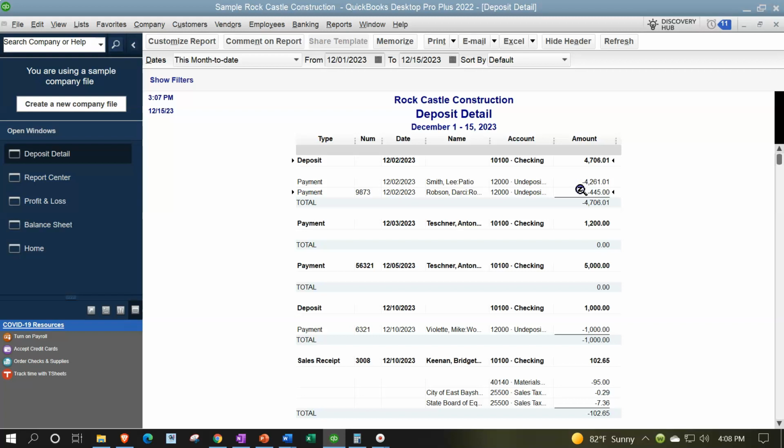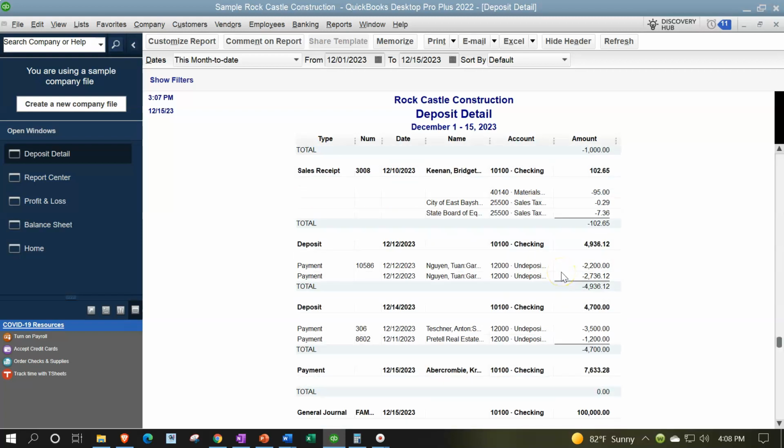They're coming out of undeposited funds, which is typically going to be the case when you're running a system where the deposits are coming from customers and you're going through that full system of entering the invoice, receiving the payment that goes into the undeposited funds, and then taking them out of that undeposited fund. So it gives you a little bit more detail on that.